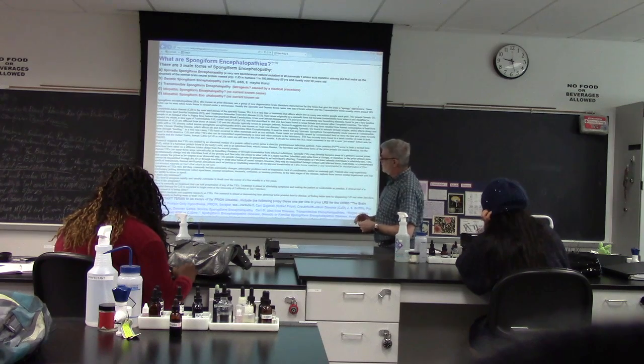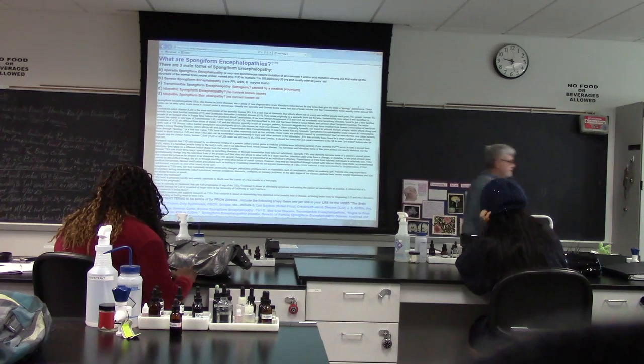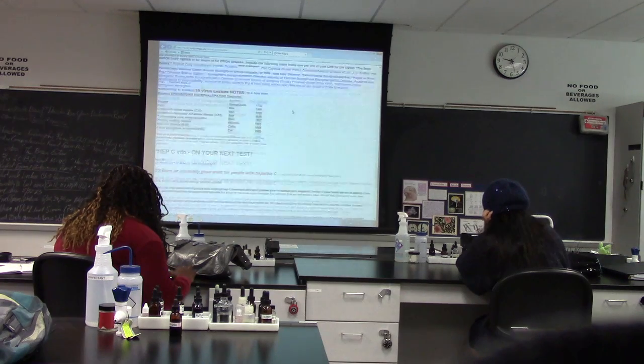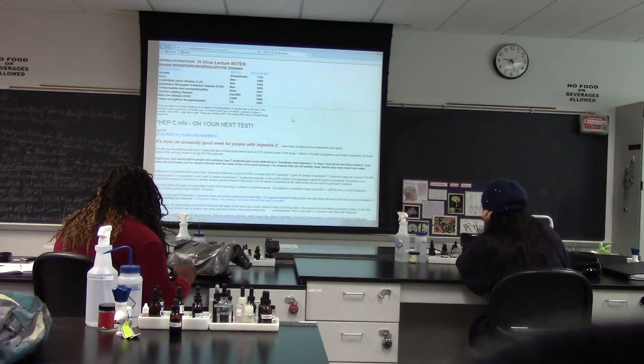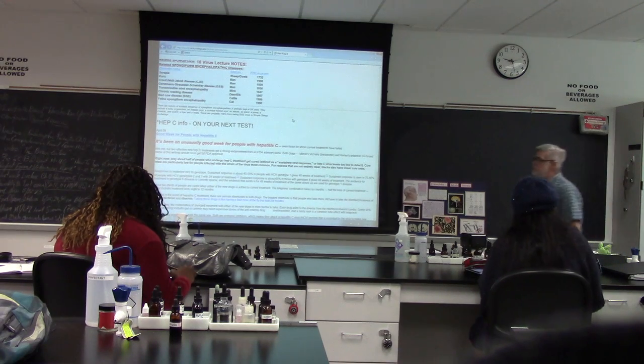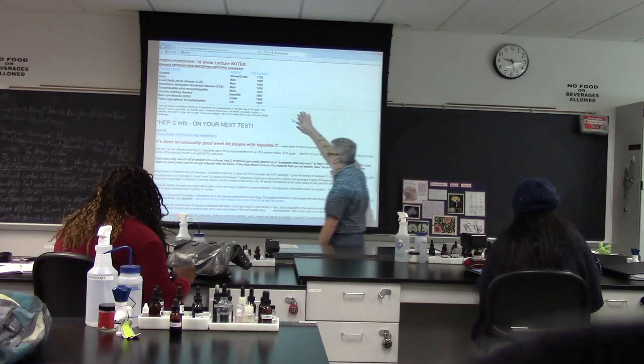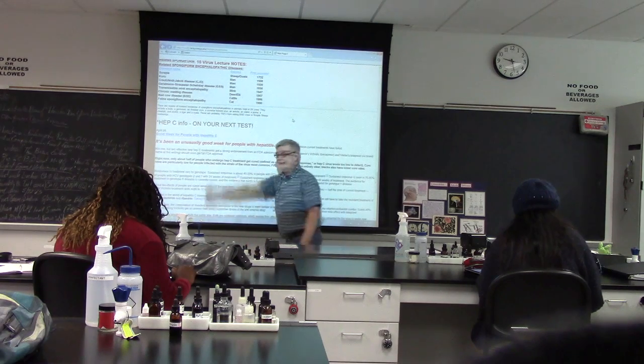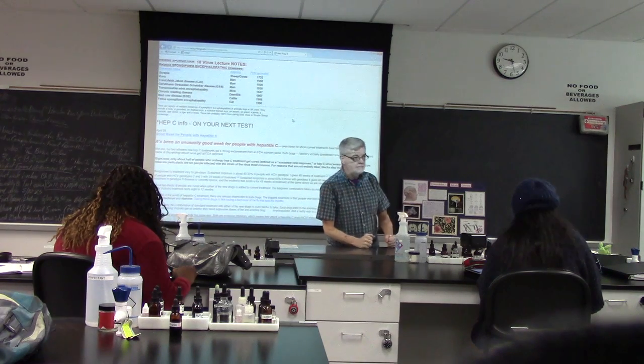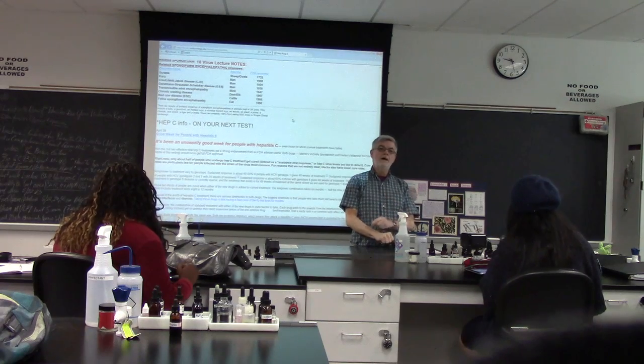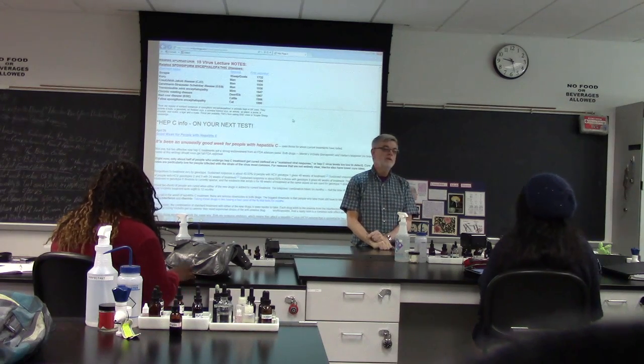All right, so let's talk about the history of spongiform encephalopathy. We're going to talk about when we first heard about it. We first heard about it in 1732. In 1732 in England, a book was written about sheep going crazy.